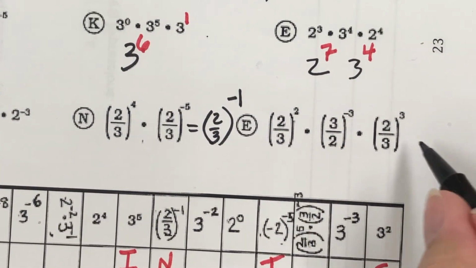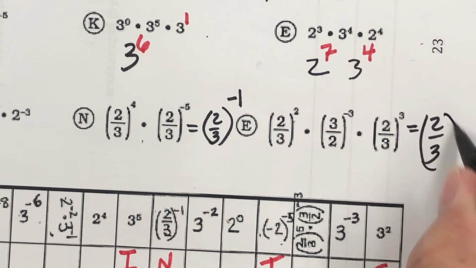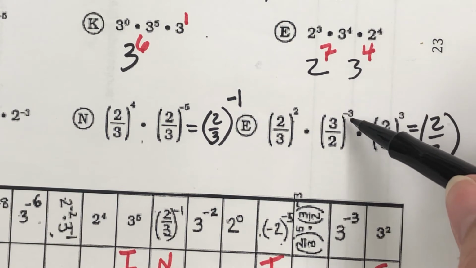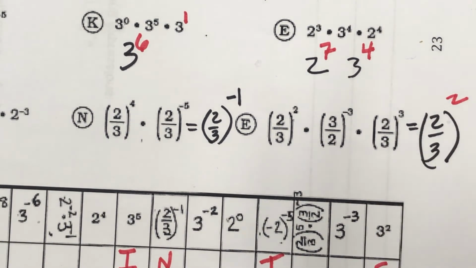Okay, now I'm keeping the same base, 2/3, still in parentheses. 2 plus negative 3 is negative 1 plus positive 3 is 2. So I have 2/3 squared. Where is that 2/3 squared?